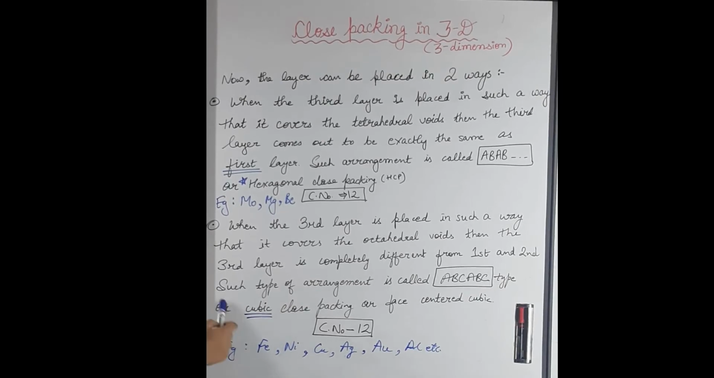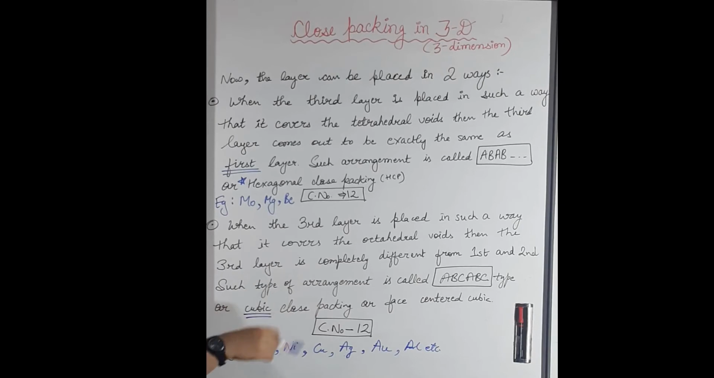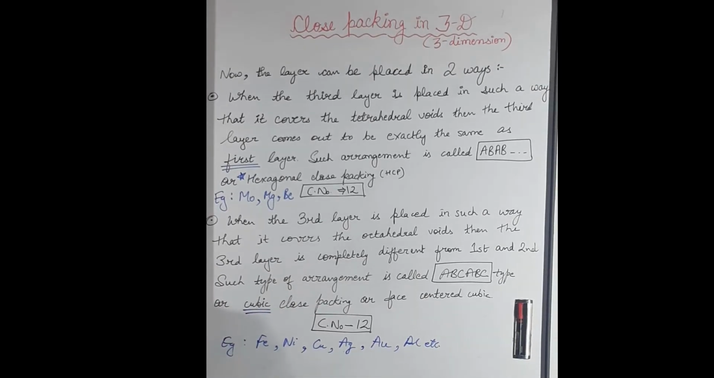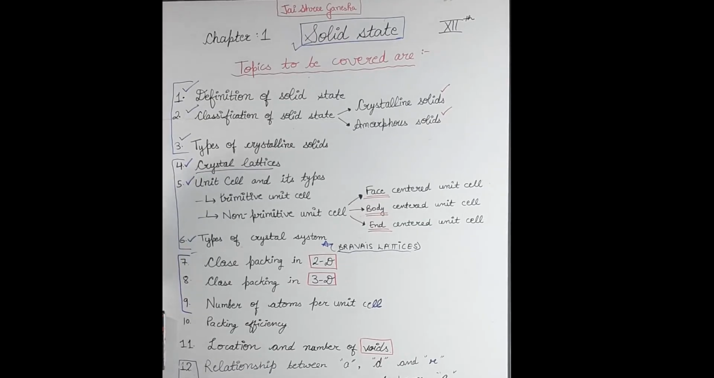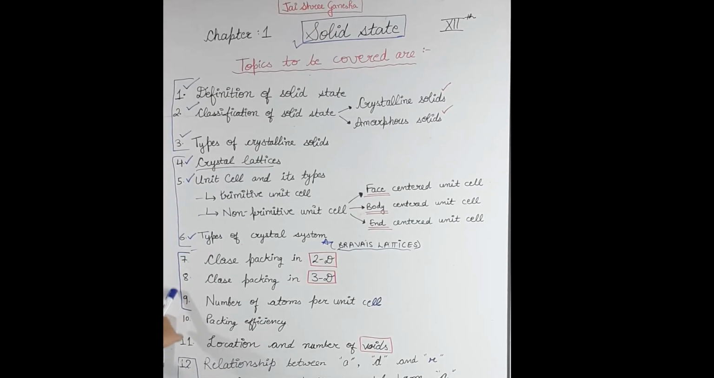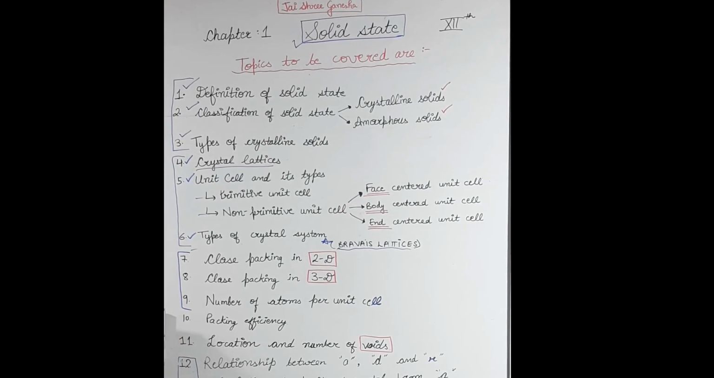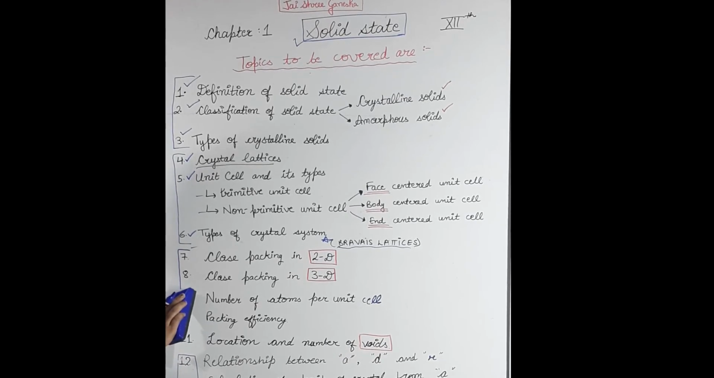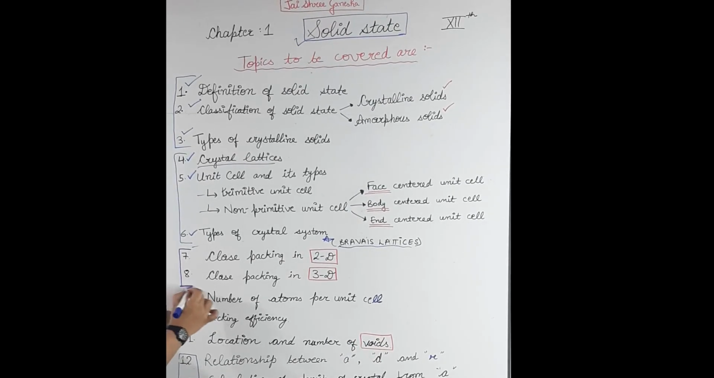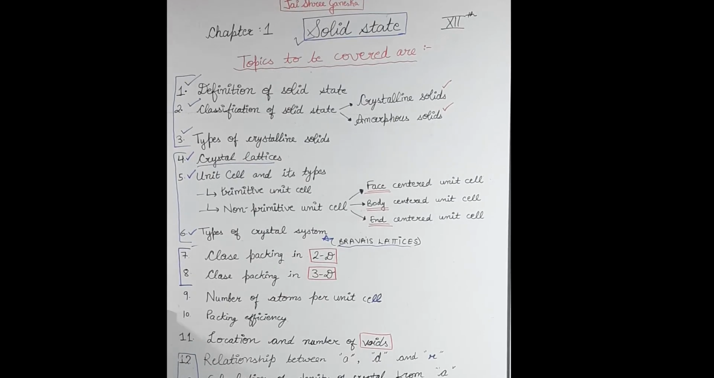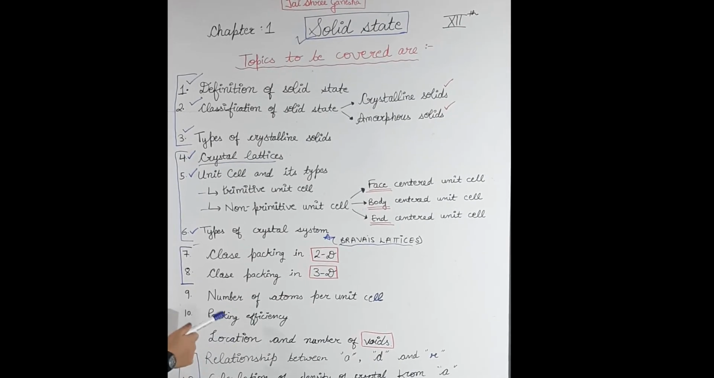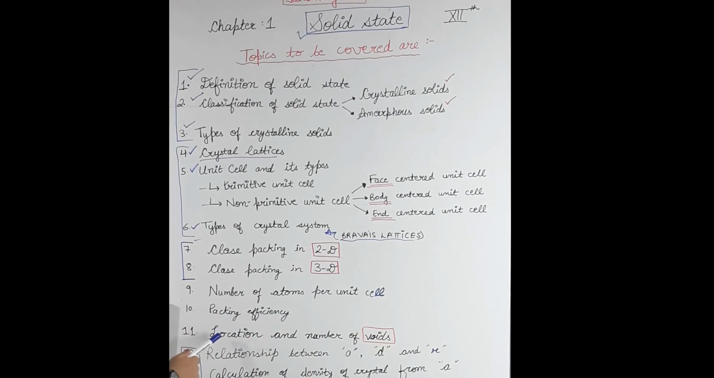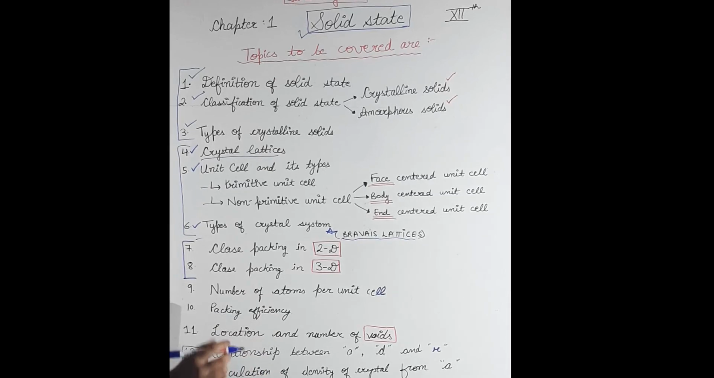Nowadays we are doing chapter 1, and after that we will do chapter 2 for you, that is solutions. Guys, I had told you that we would try to cover these 3 topics, but the video will be very long and you will also get bored. So today we are doing only these 2 topics. Guys, tomorrow at 5 p.m. we will try to cover number of atoms per unit cell and the packing efficiency, also the location and number of voids in our coming video.